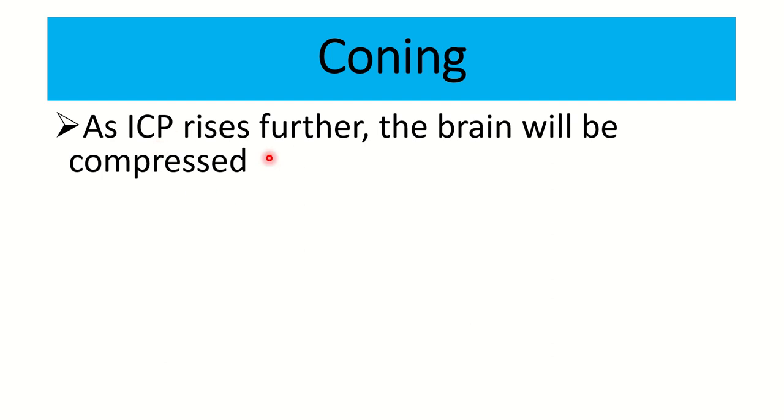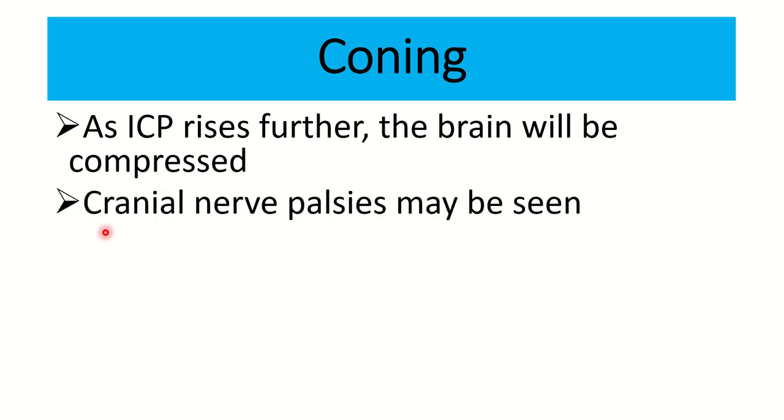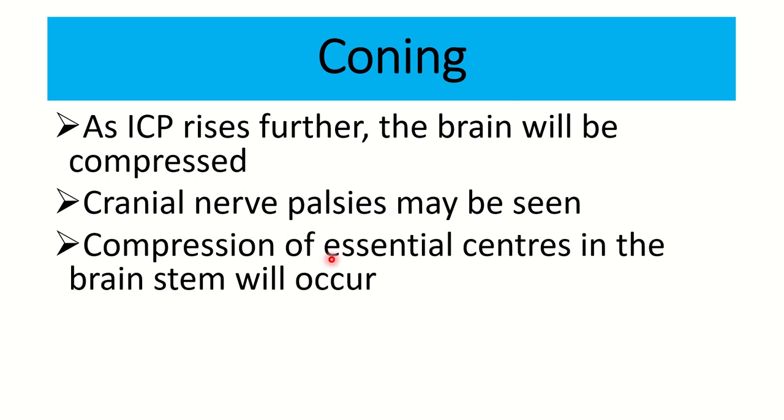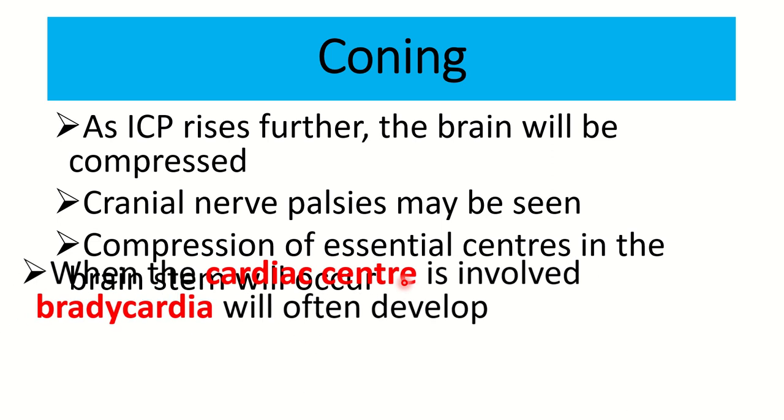Then when intracranial pressure rises further, the brain will be compressed. Here this point is important. When intracranial pressure increases, it compresses all the substances and different centers of the brain: cerebral hemisphere, cerebellum, pons, medulla, midbrain, all the structures are compressed. And for this, we can see cranial nerve palsies also in advanced cases. Compression of the essential centers in the brainstem will occur. Actually, all the brain material is affected by this phenomenon.